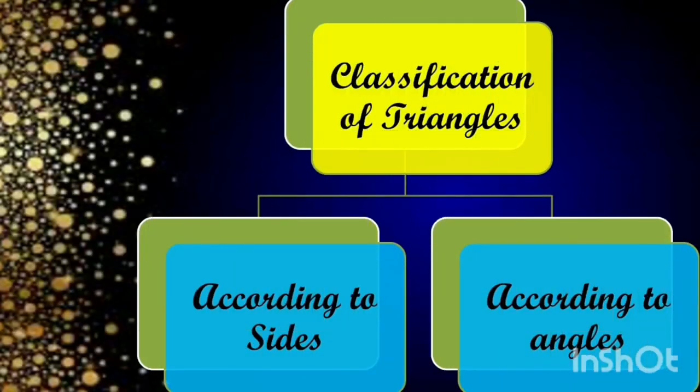Now, let's see in how many ways we can classify our triangles. Triangles can be classified on 2 bases. The first is according to sides and the second is according to angles. So, in this video, we will study both of them one by one. So, let's begin with according to sides.